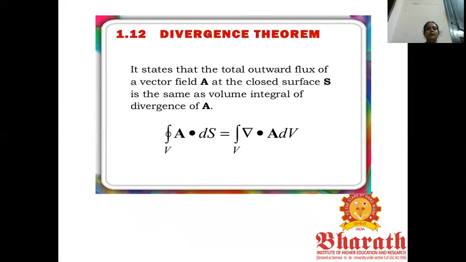Next, the second theorem is the Divergence Theorem. The Divergence Theorem states that the total upward flux of a vector field A at the closed surface S is the same as the volume integral. It is represented by integral over S of A dot dS is equal to integral over V of del dot A dV. This is the divergence theorem.